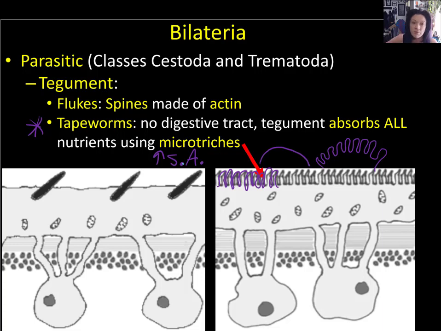By covering their body with cells that have microtriches, these tapeworms are able to absorb more than enough nutrients. And those are nutrients that have already been liberated from food. Tapeworms live in our intestines. By the time food hits your intestines, it's already being broken down and nutrients are already being released from it. That's the act of digestion.